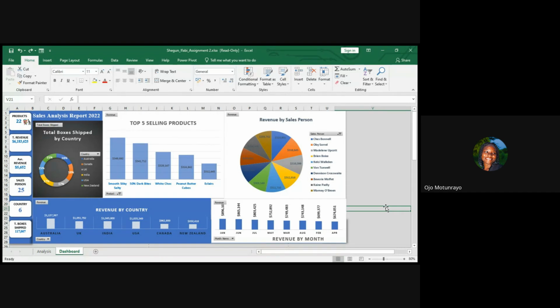So the main thing is the way your chart is designed. It should just be a normal chart, all right. And then your charts, wrong use of charts for analysis. Total boxes shipped by country is too much, and then revenue by salesperson. Overall, you've done well. Well done. Thank you very much.